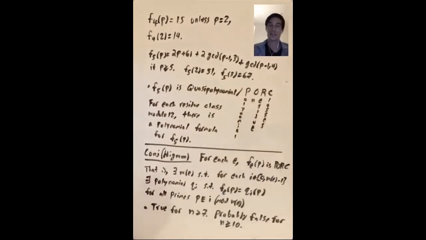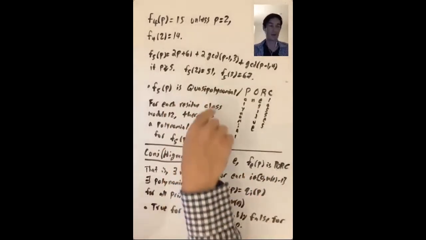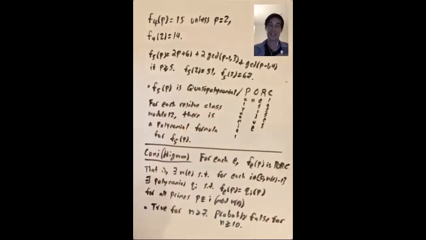Okay, so what's supposed to be true in general? There's this conjecture of Higman that's several decades old, which says for any fixed e, f_e of p is PORC, quasi-polynomial, that this type of behavior should continue to happen. So what does that really mean? Given e, there's some integer m_e, some period, so that for every i between 0 and m_e minus 1, for every possible residue class mod m_e, there exists a polynomial q_i, so that the formula for f_e of p is q_i evaluated at p for all primes that are i mod this m_e. So for each residue class, there is some polynomial formula.